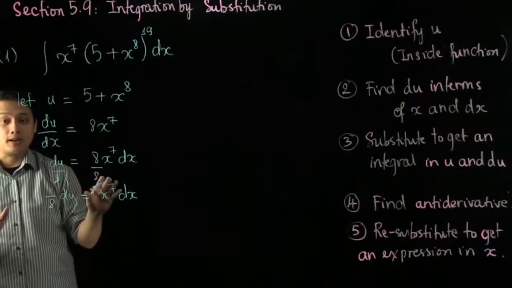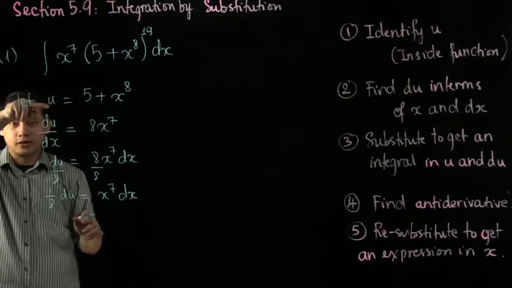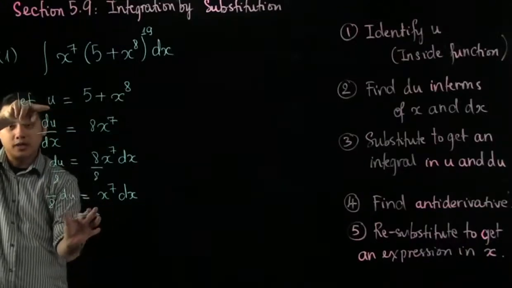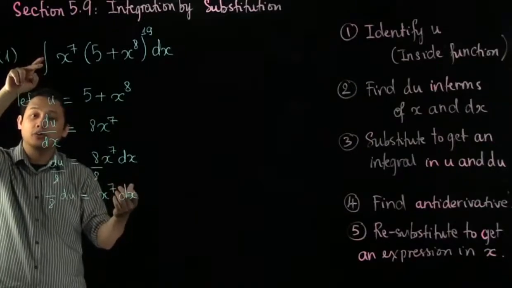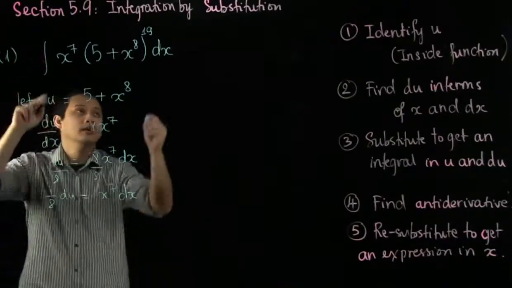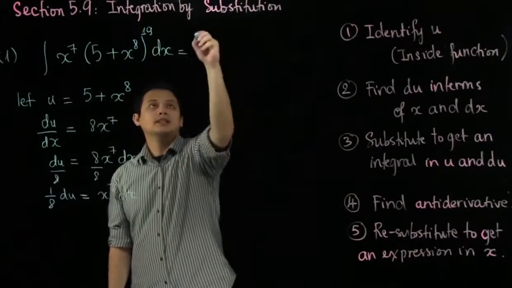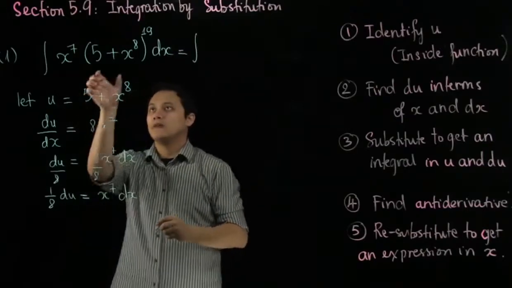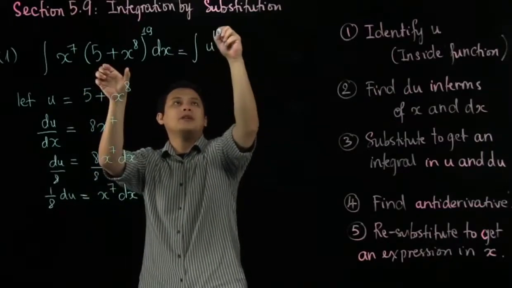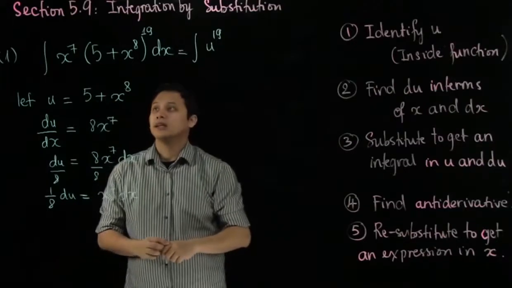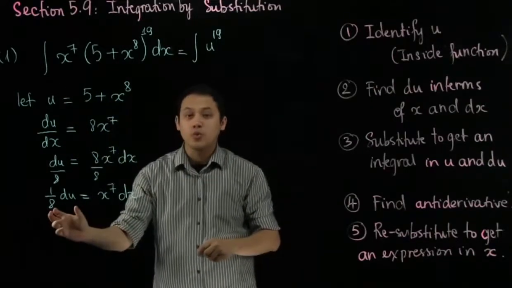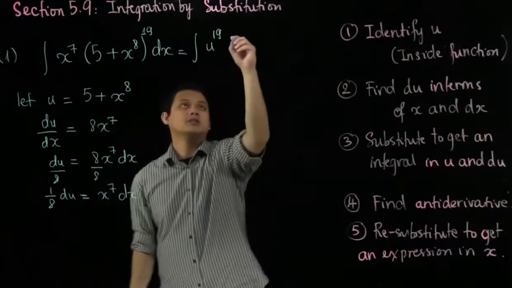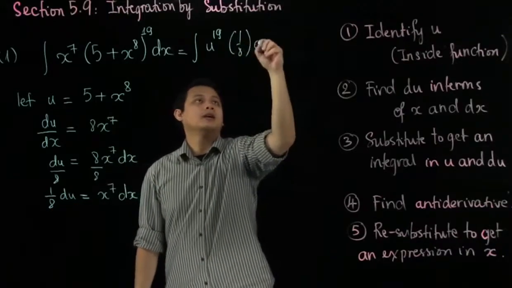Move on to step 3. You're going to substitute the inside function u and du into the original integral, and you get the new integral in terms of u and du. That is the integral of u to the power 19, and then x to the 7 dx is actually equal to 1/8 du. So you write 1/8 du.